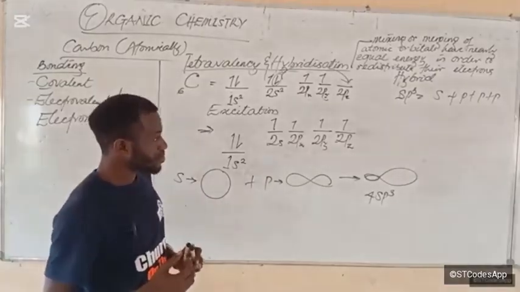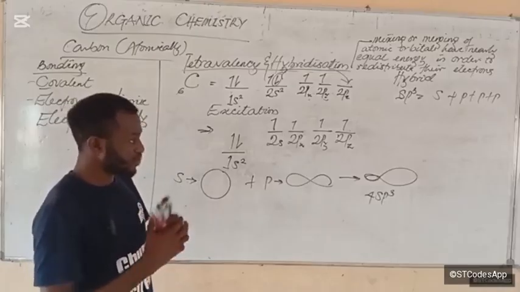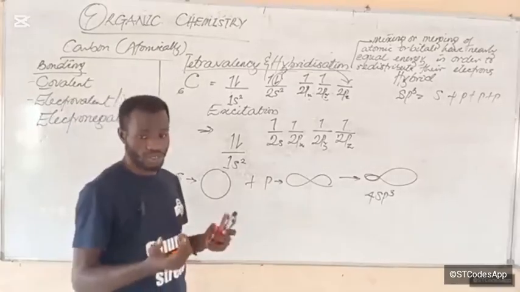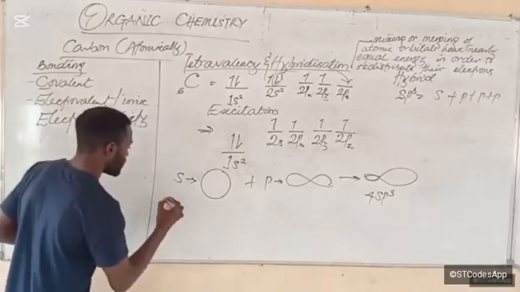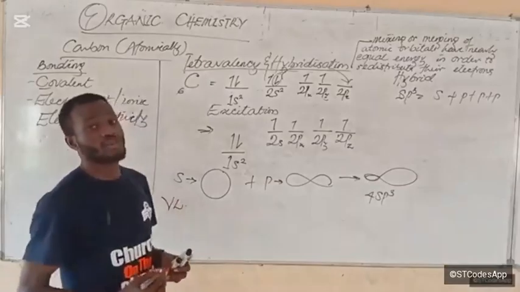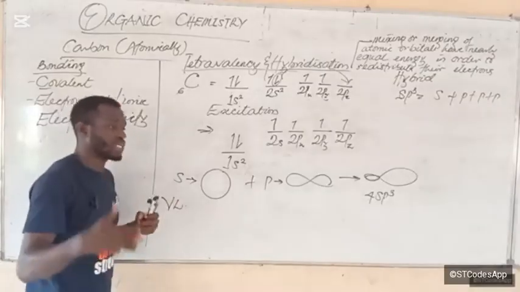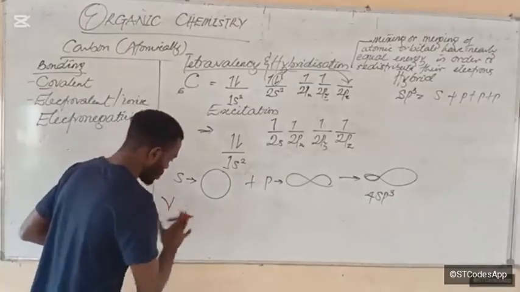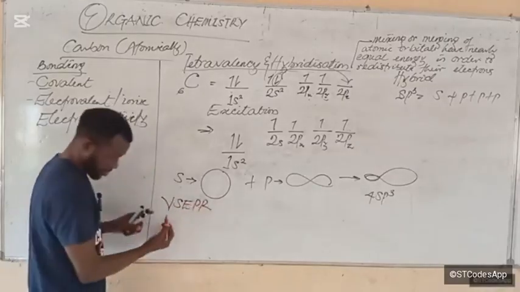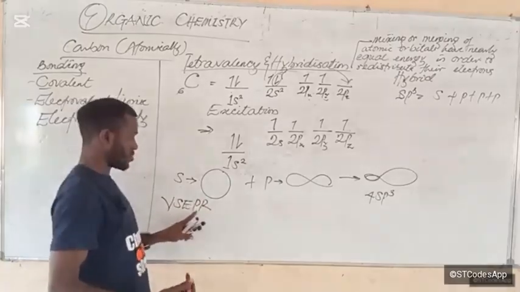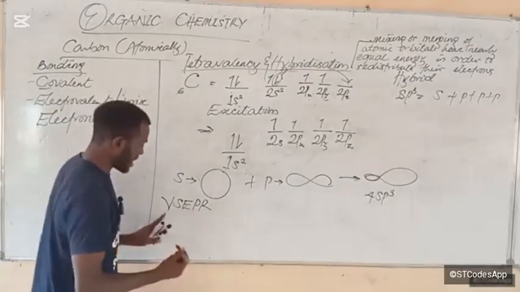Okay? Now, on formation of that sp3 orbital, what follows? First, let's consider the geometry, the shape. The shape of the sp3 hybridization follows the VSEPR theory. If you want me to explain the VSEPR theory, you can suggest a video on it in the comment section. VSEPR stands for valence shell electron pair repulsion. Valence, let me write that.